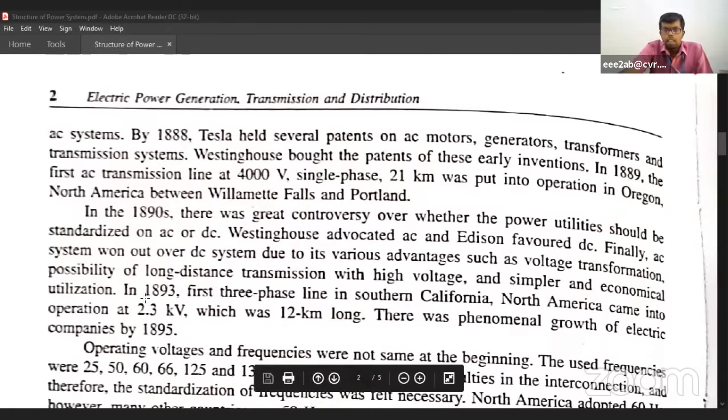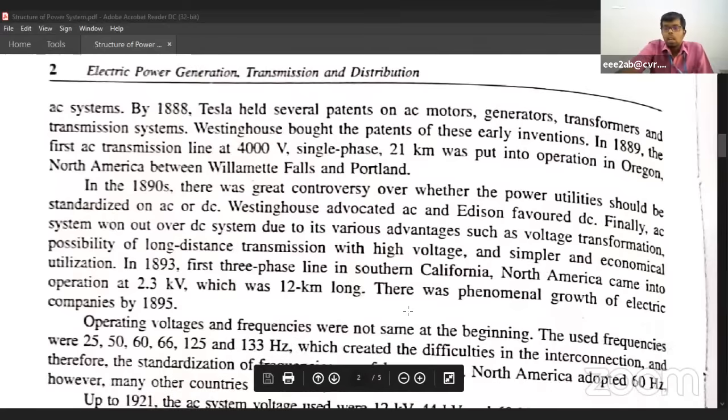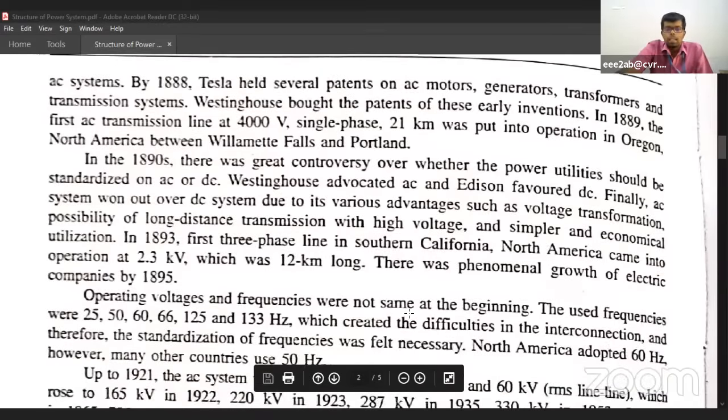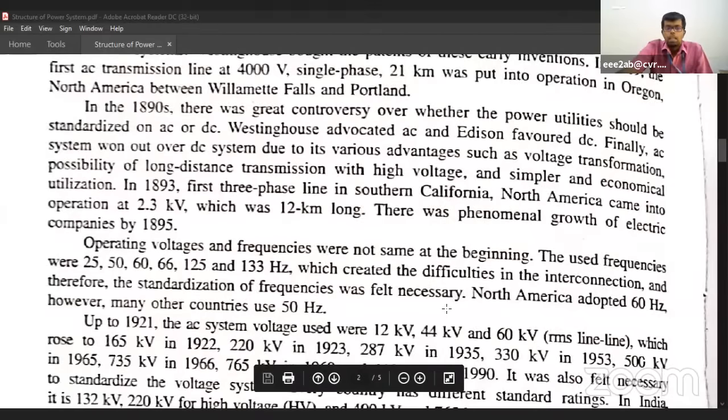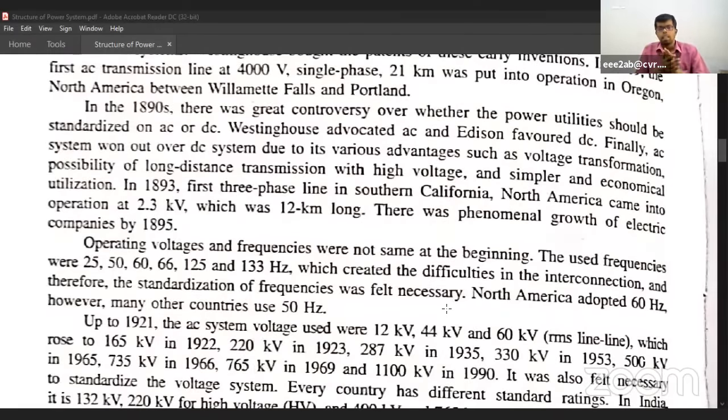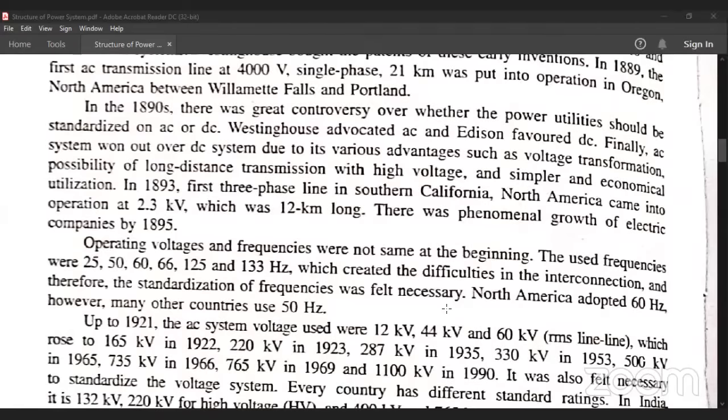After that, in 1893, after 4 years, they went for the three-phase line, the first three-phase line in Southern California. That was of 2.3 kilovolt, and it was 12 kilometer long. There was phenomenal growth of electrical power thereafter. After 1893 only, once they tested 2.3 kilovolt, there was phenomenal growth.